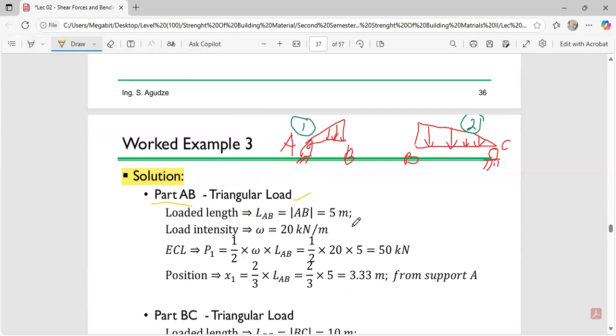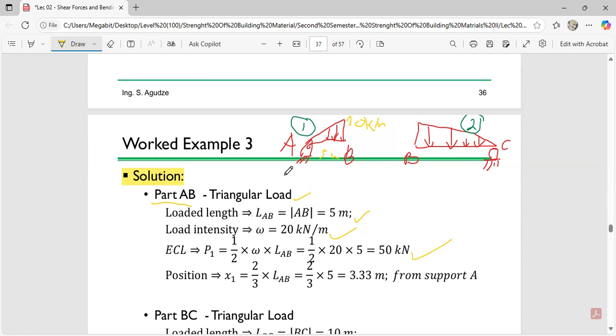And the loaded length is 5 meters. The loaded intensity was 20 kilonewton per meter. Then the ACL. To calculate the ACL, as we discussed earlier, it's just a triangle. So it's just going to be half base times height. We multiply half times 20 times the span, which is 5 meters. We are getting 50 kilonewton.